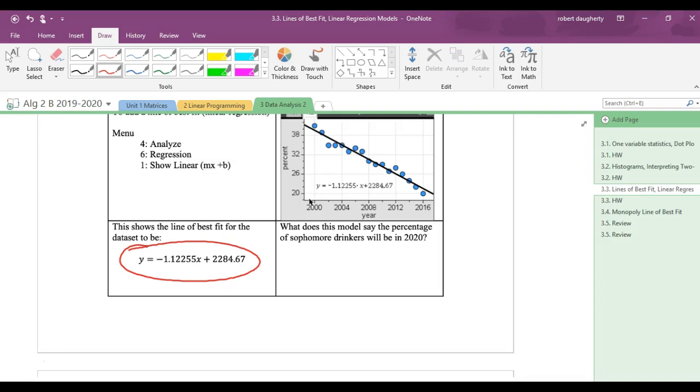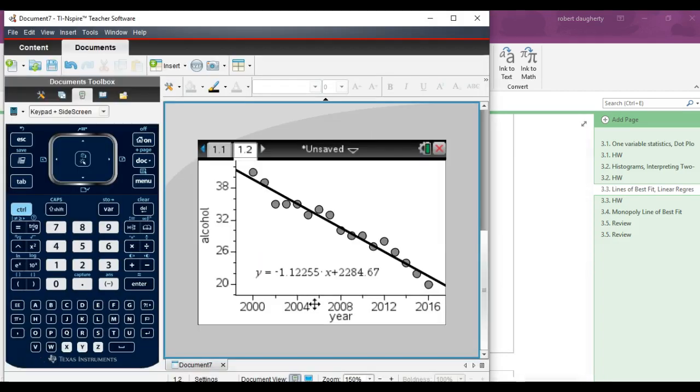So this is a model that I'm using to tell me about sophomores that reported drinking alcohol in the last 30 days. Now, what could I use this model for? Once I have a formula that models sophomores drinking, what would I use that for? If this tells you how many sophomores, percentage-wise, have reported drinking alcohol based on the year, once I create the model, what do you do with models? You try to extrapolate or something.